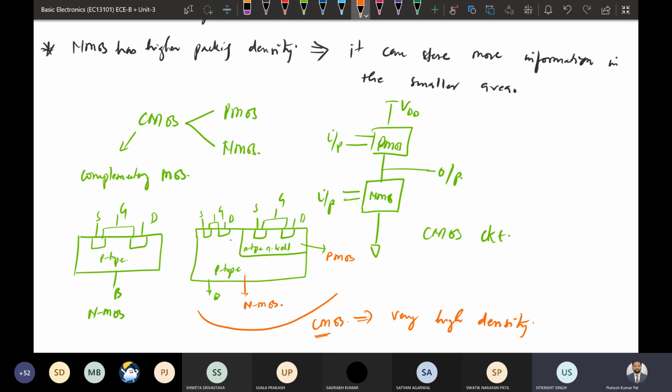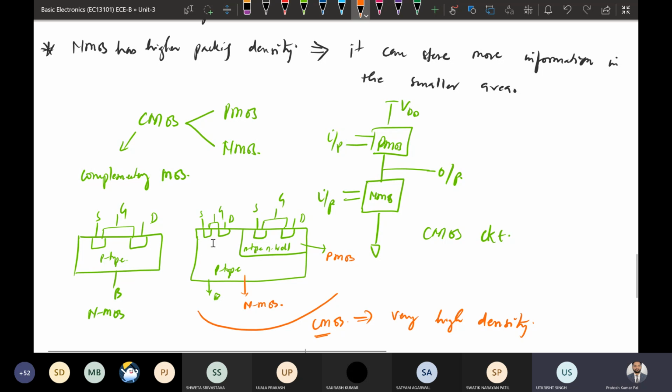So I was thinking to have the concept of what is depletion and what is enhancement in the same class, so that you will be better understanding the concept. In the next class we will be seeing the depletion MOSFET operation in case of depletion mode as well as in case of enhancement mode. And then next we will see the enhancement type MOSFET separately, how its operation is going to be performing.